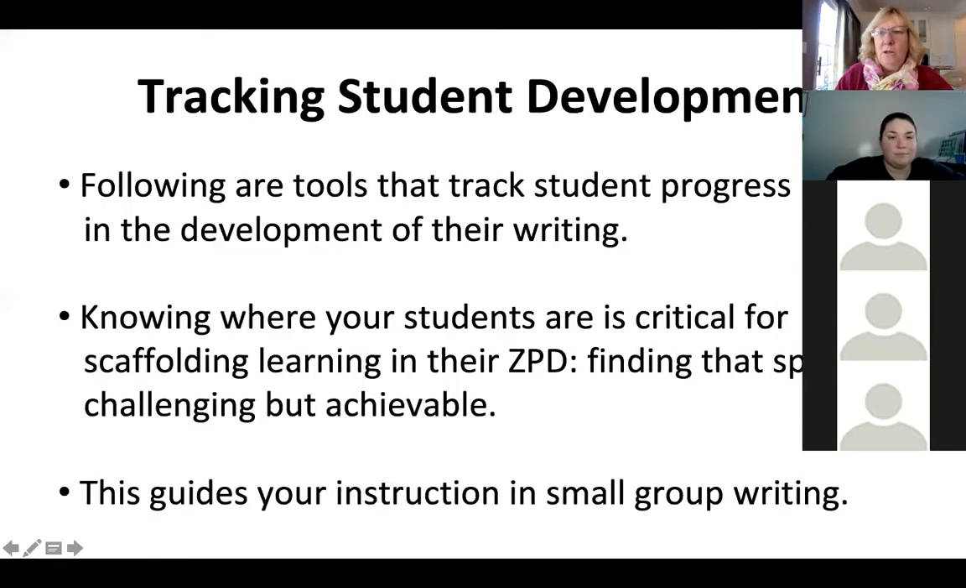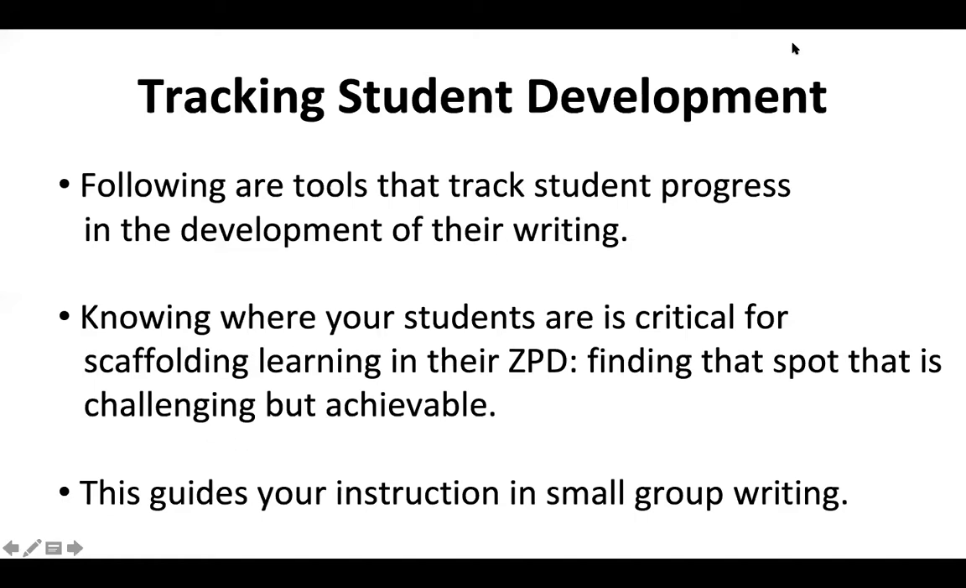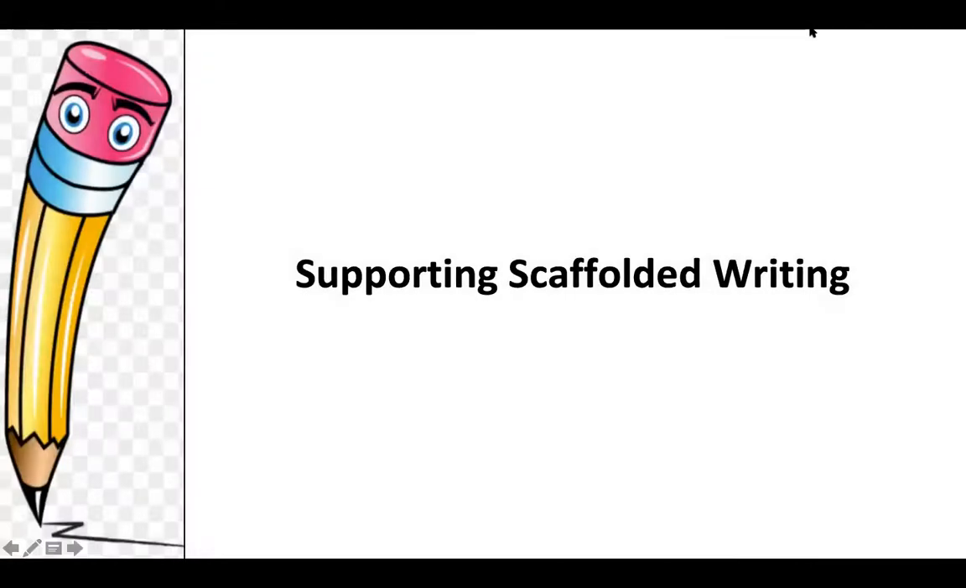Okay. So when you need to know where each student is because they're going to be at different levels when you're scaffolding their writing. So I've got a couple tools I'll put in your folder because you've got to find that challenging but achievable spot. And when you're doing small group writing, this will help you know which kids are at what place and how I'm going to move them to the next level. Let's see if I put them in the right order. Okay, the tools are coming later because I rearranged it.